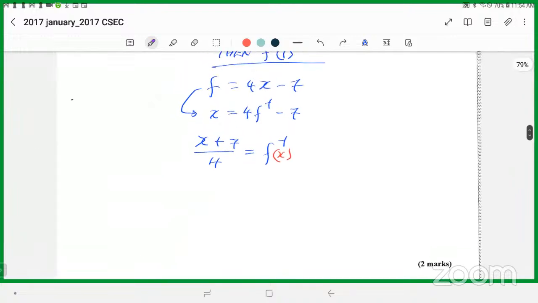We can then say that this implies that f to the minus 1 of 1, you put 1 here now. It becomes 1 plus 7 over 4, which works out to be 8 over 4, which is 2. So the answer is 2.